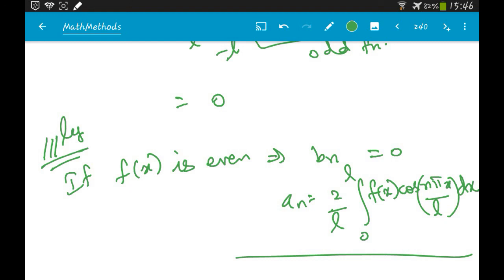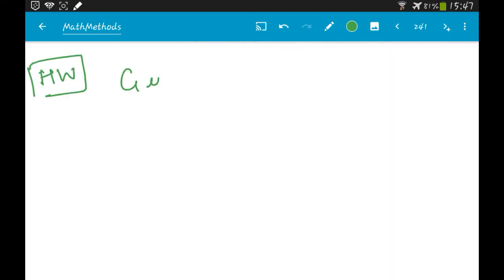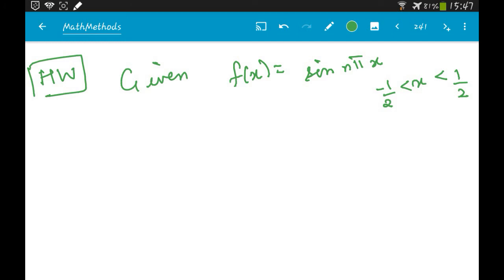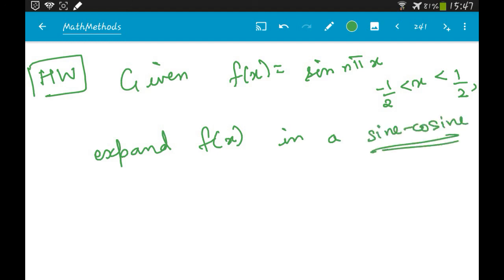Alright, so now let's give you a homework problem. Given f of x is equal to sine nπx, where between minus half less than x less than half, expand f of x in a sine cosine Fourier series.